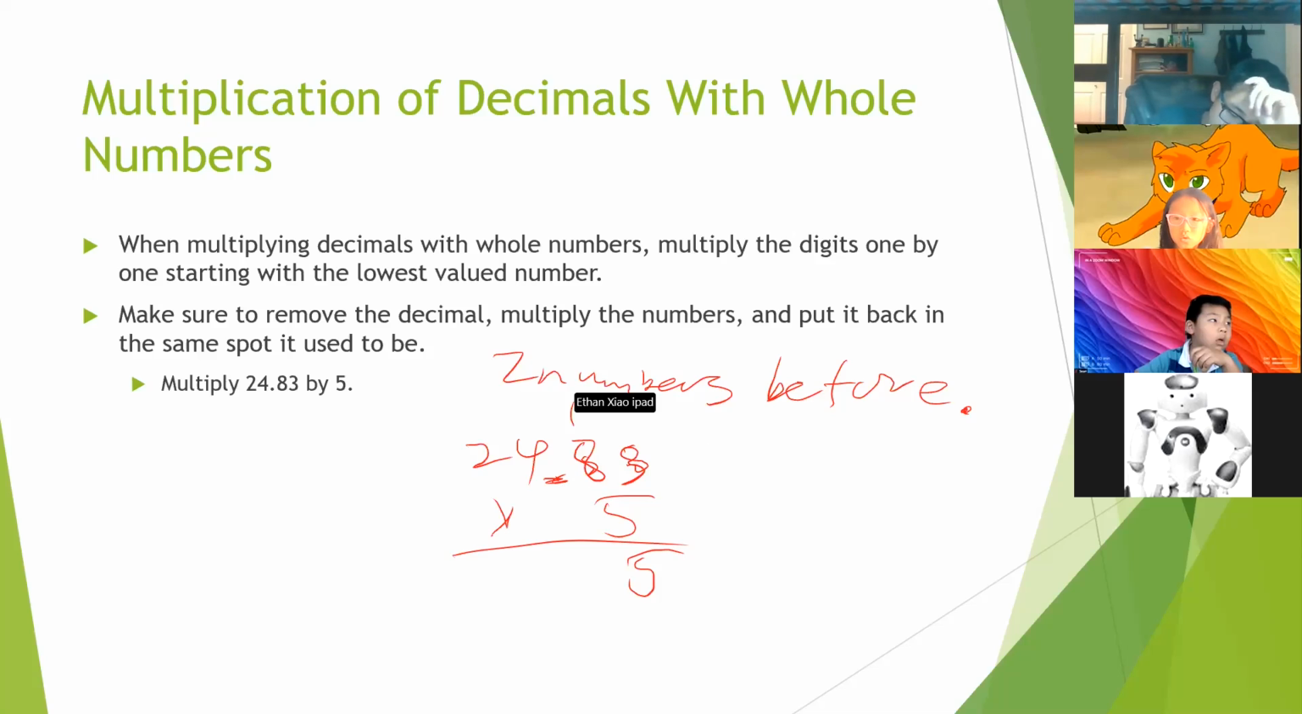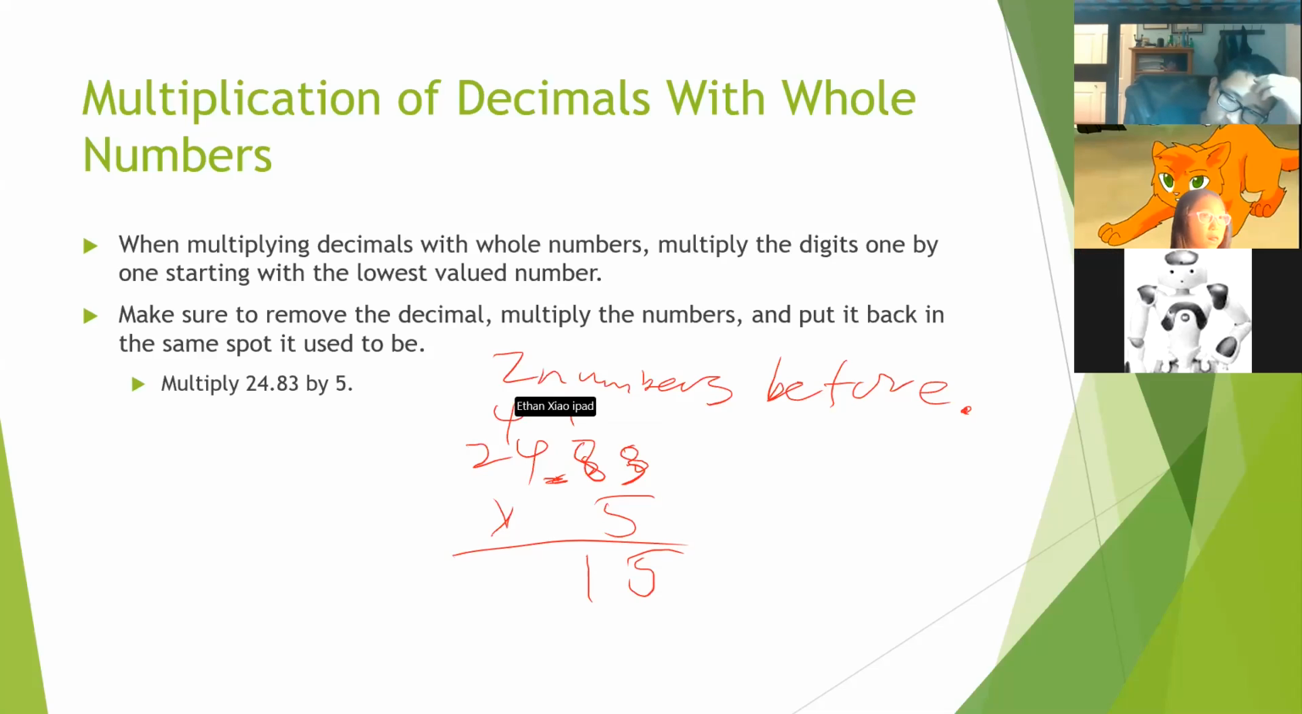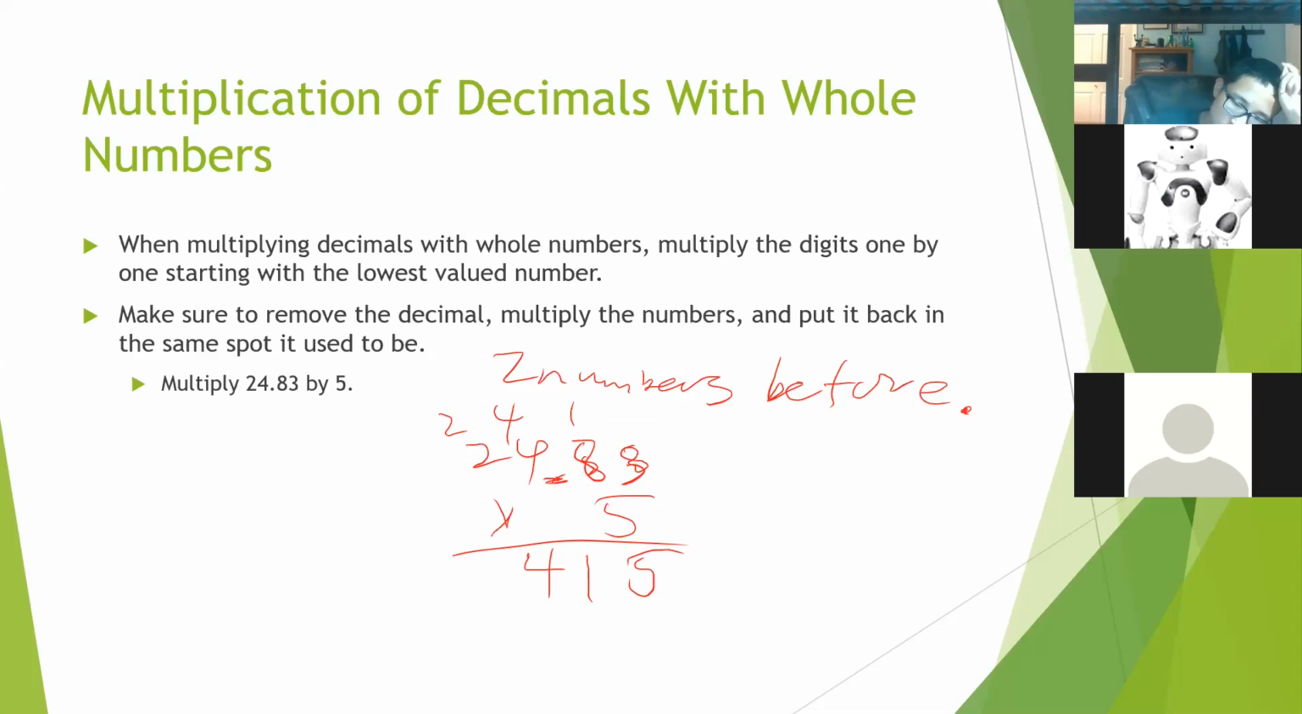Next we do 8 times 5, and that's 40. And we have to add 1 to that, which makes it 41. So we just put a 1 here, and we carry over the 4. And 5 times 4 is 20, and that plus 4 is 24. So we just put 4 here and add 2 to this. Now, finally, we do 2 times 5, and that's 10, plus 2 is 12. So we just put 12 here since there's nothing else to multiply.